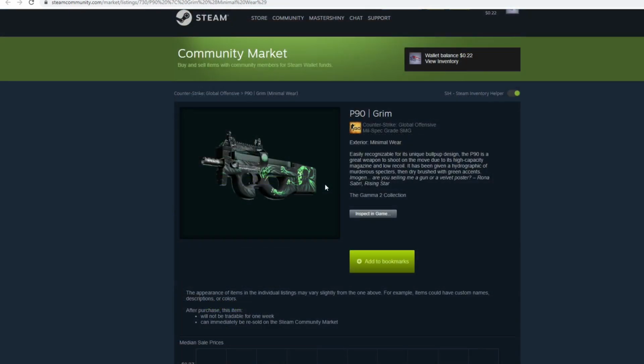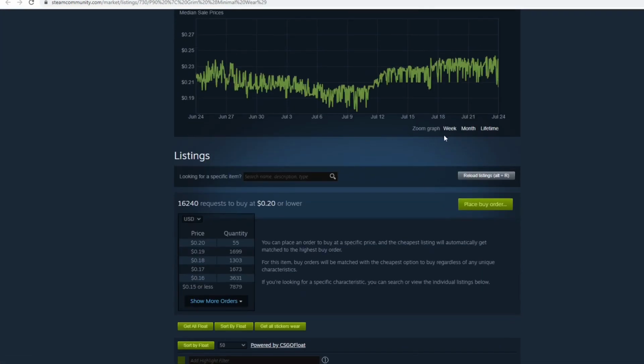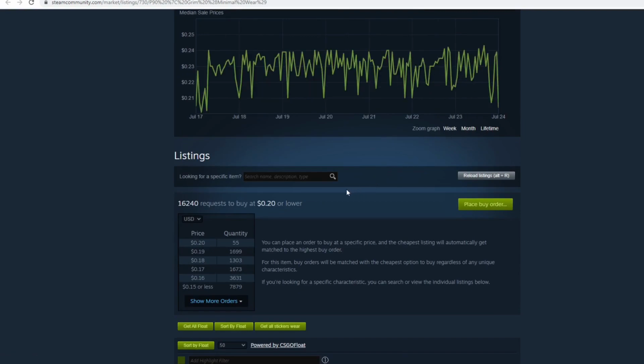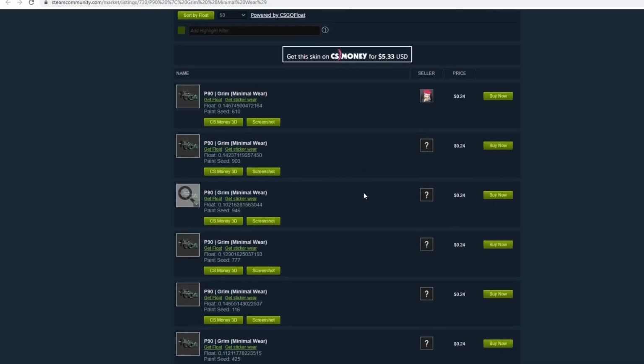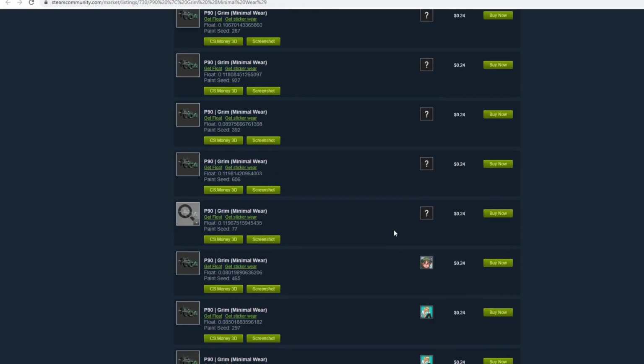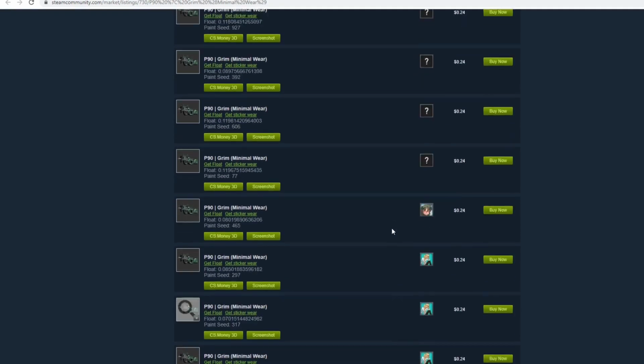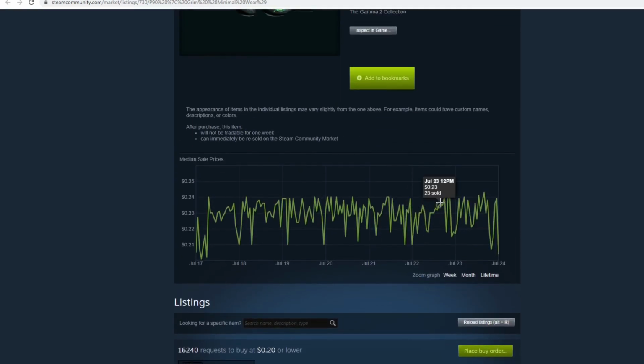Next up, for one of my cheaper flips as well, we've got the P90 Grim in minimal wear. This one is really nice because you don't exactly have to go for a lower buy order. You can go for 20 cents here. You're going to have a very small amount of competition. And the nice thing is you're going to be able to sell at 24 cents. Now it seems like there might be a decent amount of sell orders here. But if we look at how many of these are going every hour, we're looking at 10 to 20-ish every hour. And that's going to be very easy to sell your items off. I don't think you're going to really have much of a struggle here selling for 24 cents.